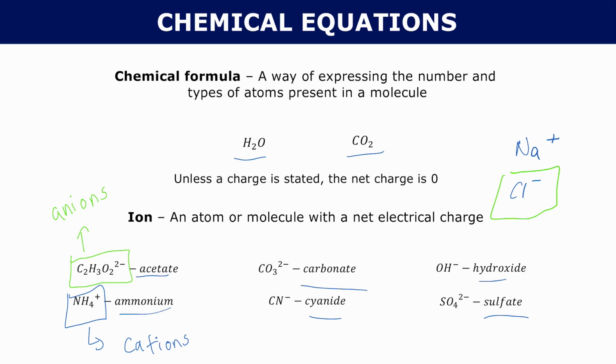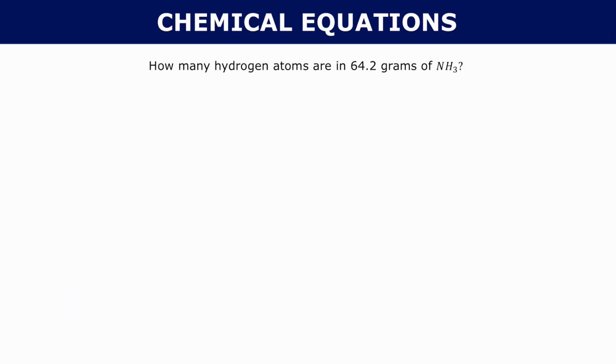Now, we can use our understanding of chemical formulas and also apply our understanding of a mole to solve problems. For example, if I asked you how many hydrogen atoms are in 64.2 grams of NH3, we would need to use both our understanding of a chemical formula and our understanding of a mole to solve this problem. One of the first steps that we're going to need to take in order to solve this problem is first converting grams to moles. And the way we do that is by dividing by the molar mass. So let's first determine the molar mass of NH3.